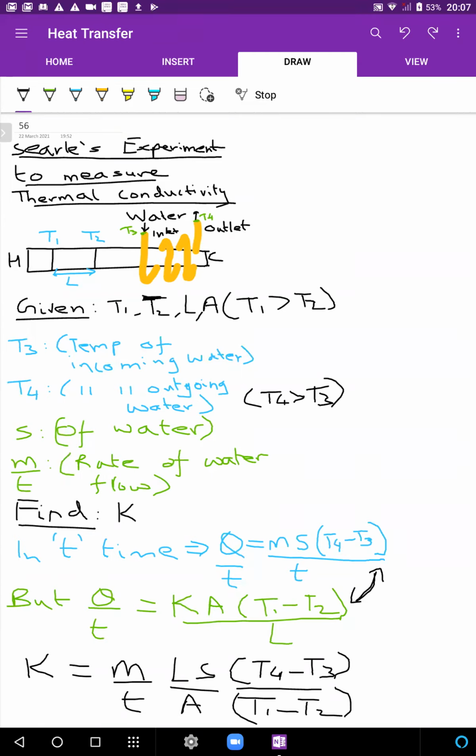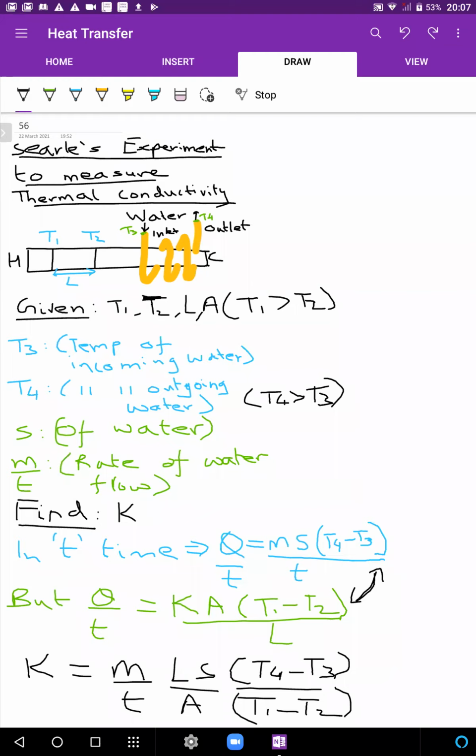But if you have no idea what this experiment looks like, what the setup looks like, then you won't be able to solve the question, even if you're super clear with your heat transfer concepts, because you won't understand what they're talking about. So at least make sure you have this diagram in mind, and if they refer to certain terms, make sure you understand what they're talking about.